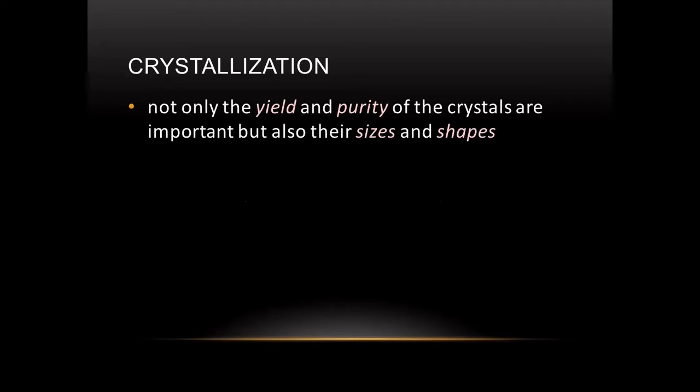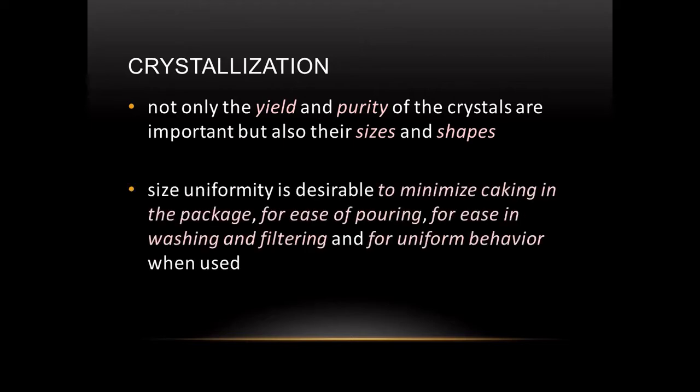Now, in crystallization, we are not only interested in the quantity, the yield, and the quality, the purity of our crystals, but more importantly, we are also concerned with their sizes and shapes. So it's very important that we come up with uniform sizes and shapes of crystals. Why? So the big question is, why is it required that the sizes be uniform? Size uniformity is desirable too. So these are the reasons behind that.